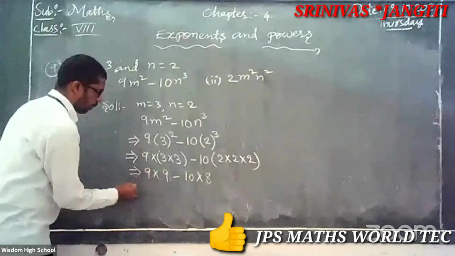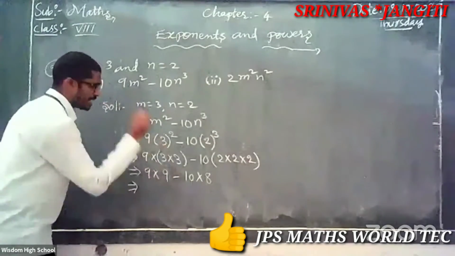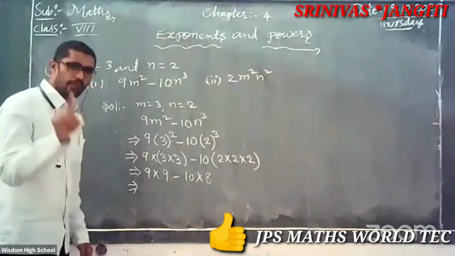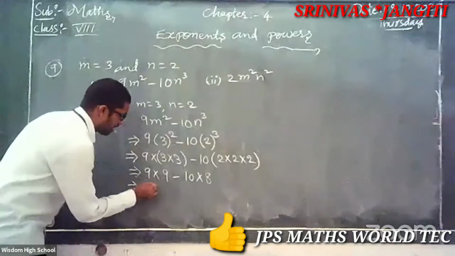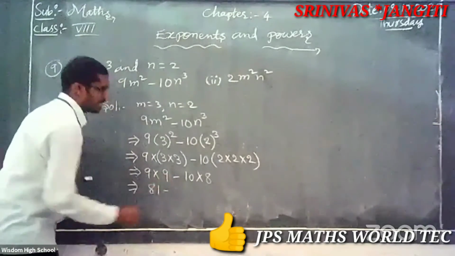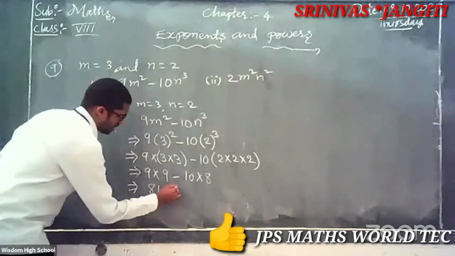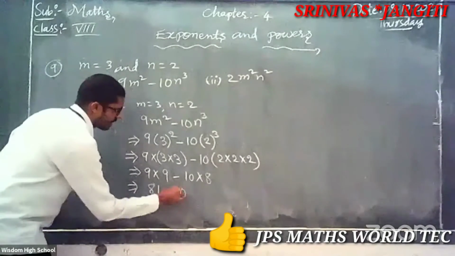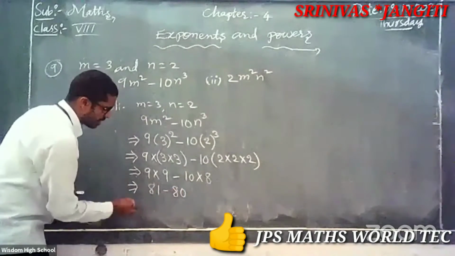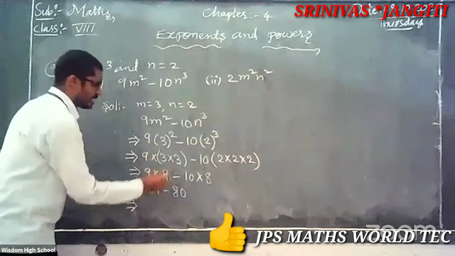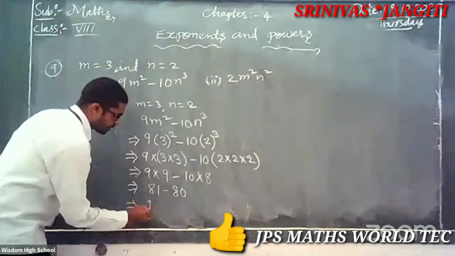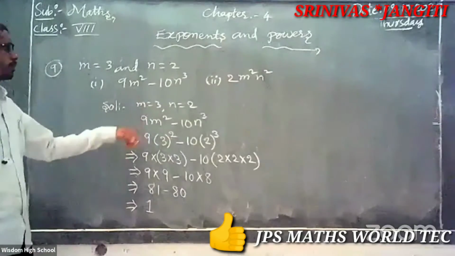Then simplify this. 9 nines are 81. Yes, 9 nines are 81. Minus 10 eights are, what is 10 eights? Yes, 10 eights are 80. Then what is the result here? 81 minus 80. So what do you get? 1. Therefore, what is here?